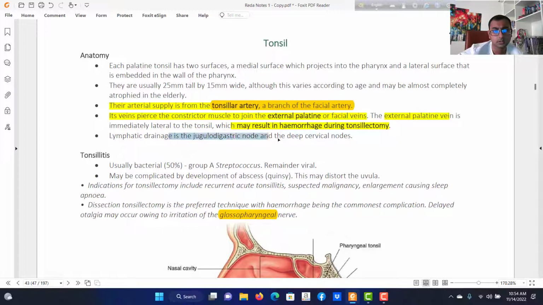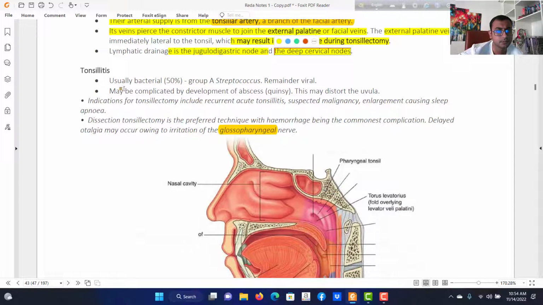So there are jugulodigastric nodes and deep cervical nodes. Usually bacterial in 50%, usually Streptococcus. And the indications for tonsillectomy include recurrent acute tonsillitis, suspected malignancy, and enlargement causing sleep apnea. Dissection tonsillectomy is the preferred technique, with hemorrhage being the commonest complication. Delayed otalgia may occur due to the glossopharyngeal nerve.